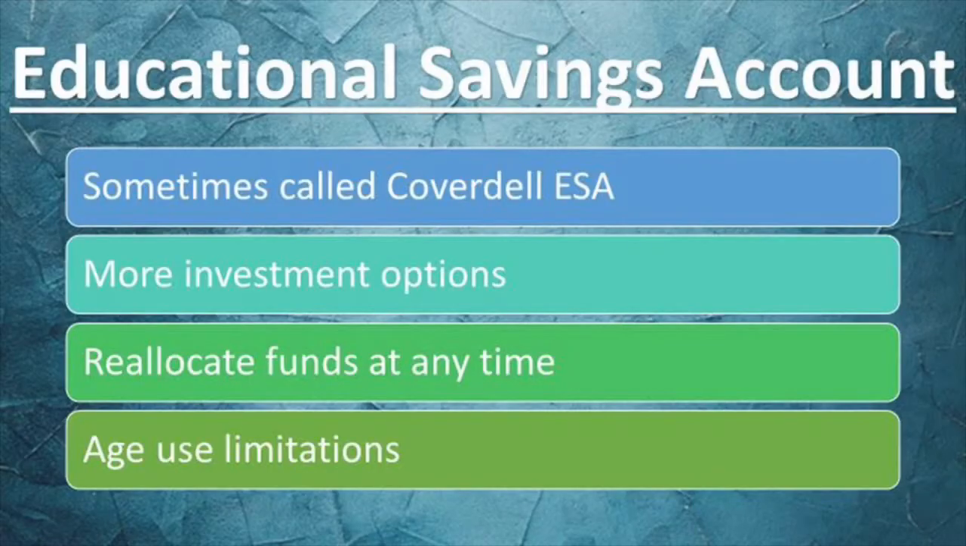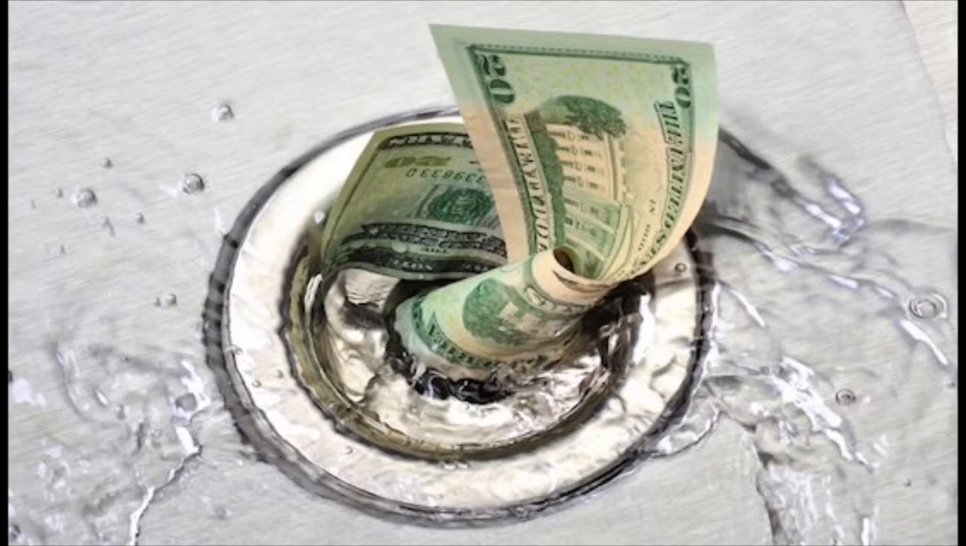Now, one of the issues with it though is you do have an age limitation on it, and that age limitation is 30 years old. So if you get to 30 and you haven't used the money, you're going to end up getting hit with tax and penalties. So before you get to the age of 30, you either need to use the money or you need to pass it on to someone else in your family.